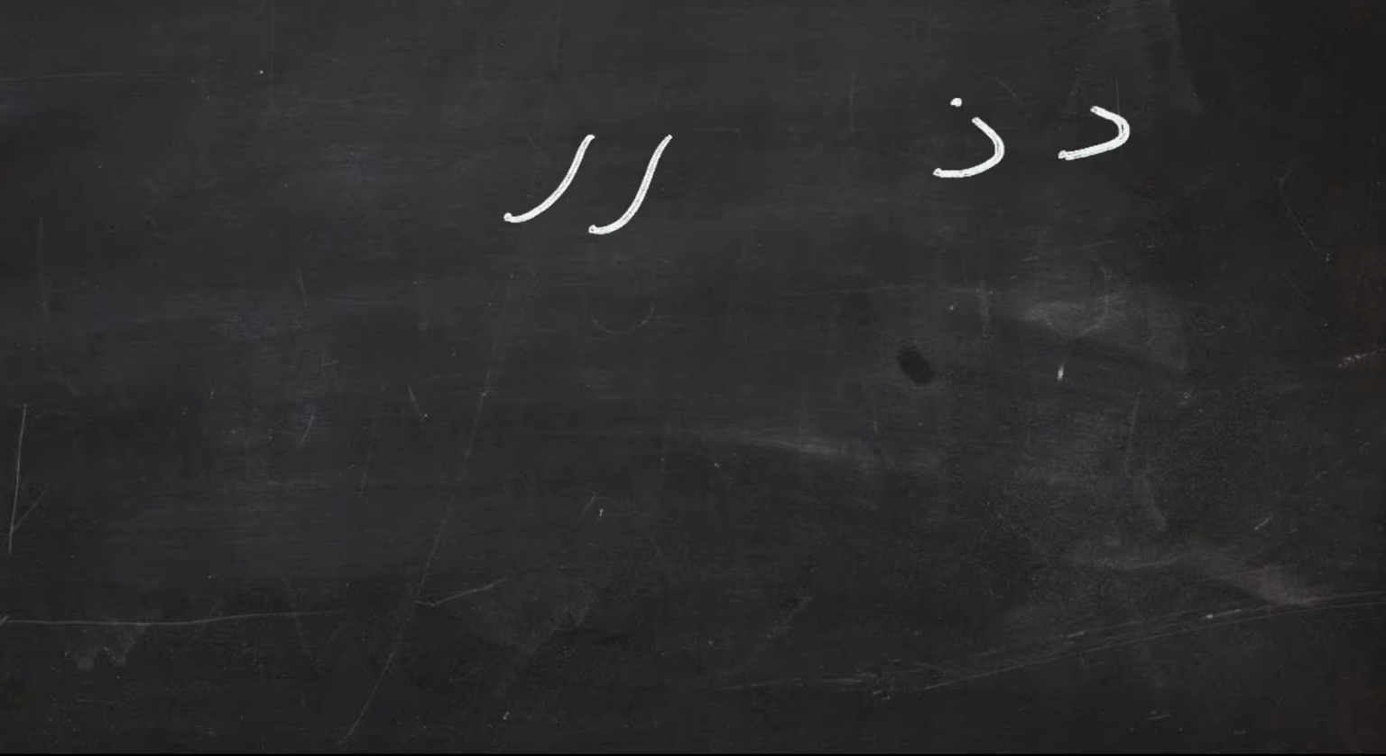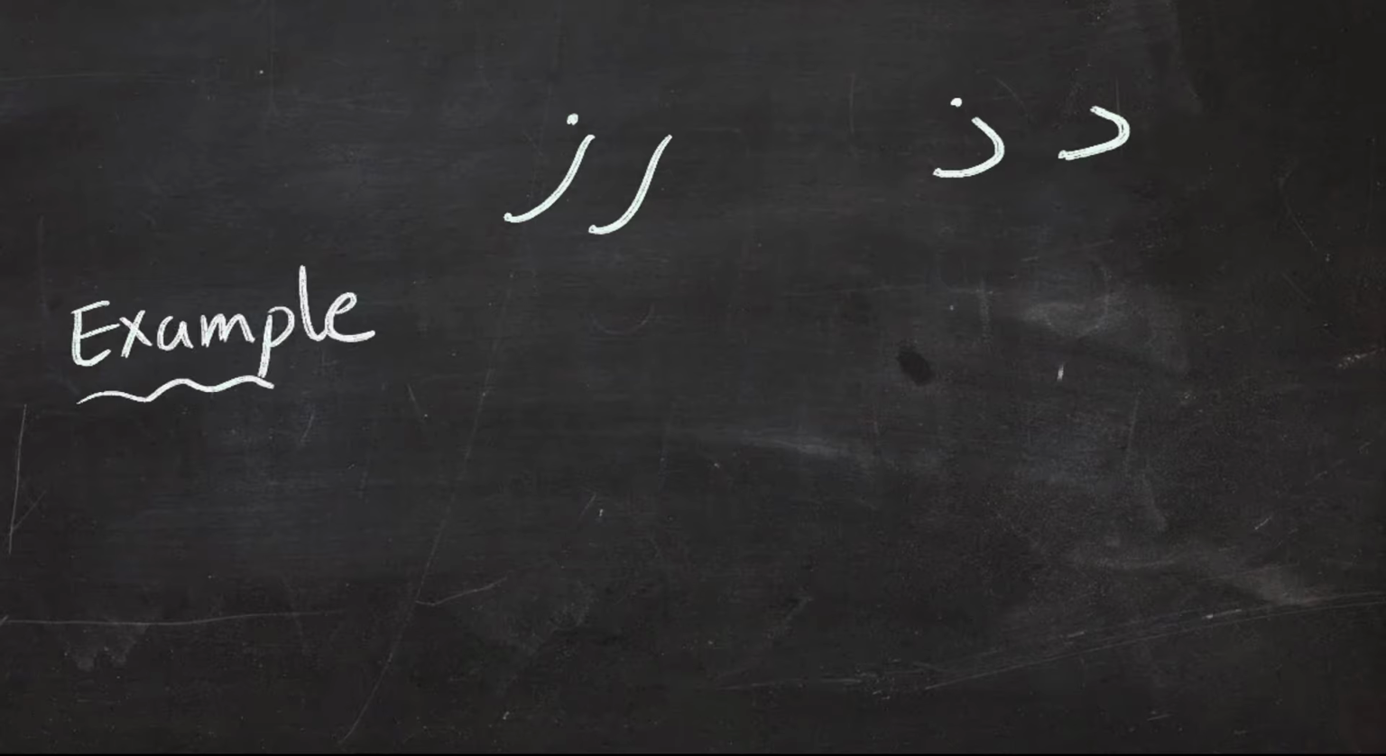Next up, we're going to have a look at what we've done so far. This lesson we discussed 4 letters: Dal, Dhal, Ra, and Zay. We're going to have a look at some examples involving these letters and the letters of last lesson. The first example is dub. Dub.